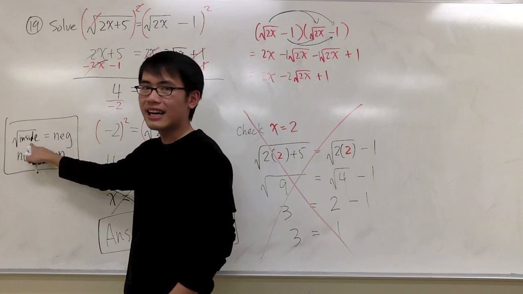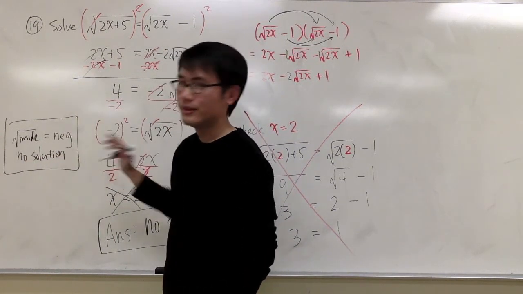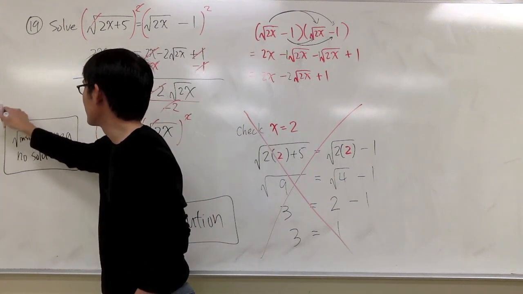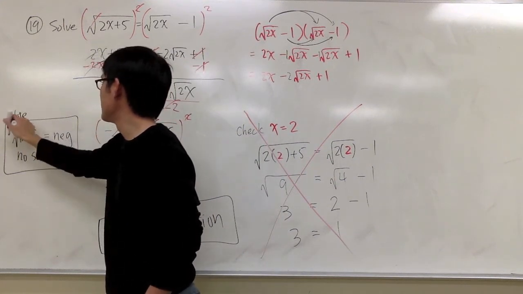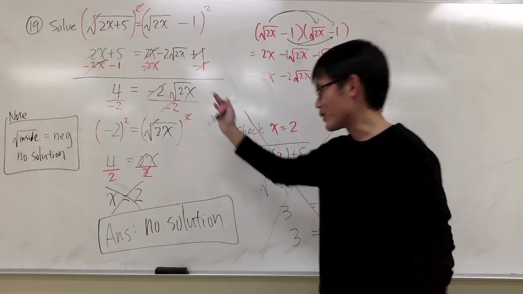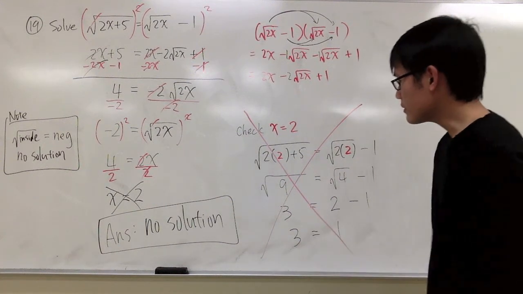Square root of anything inside, if that happens to equal a negative number, you can technically just write down no solution because of this. Okay? So this is a note. And that's pretty much it. Once you see that earlier, you could have stopped. But I just want to show you guys the calculations. Okay? So that's it.